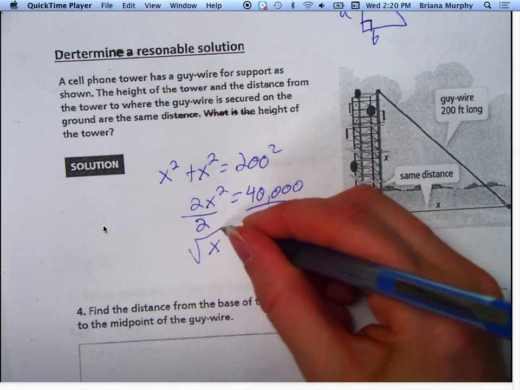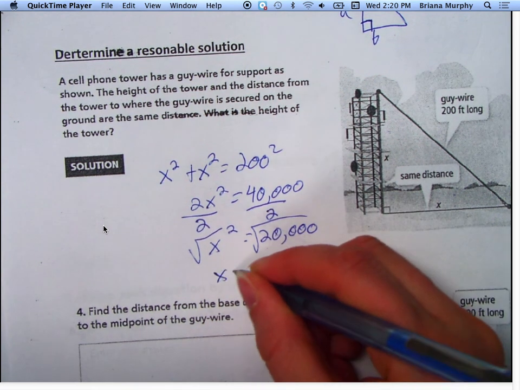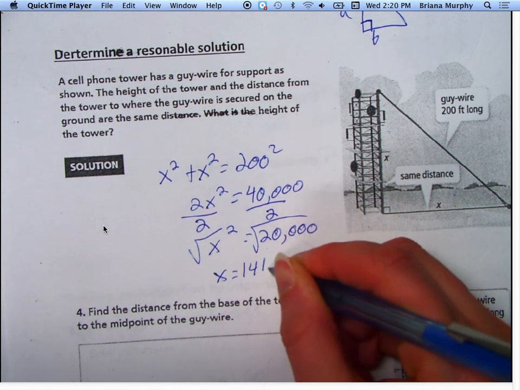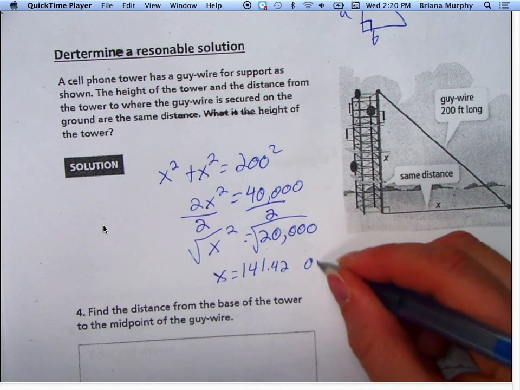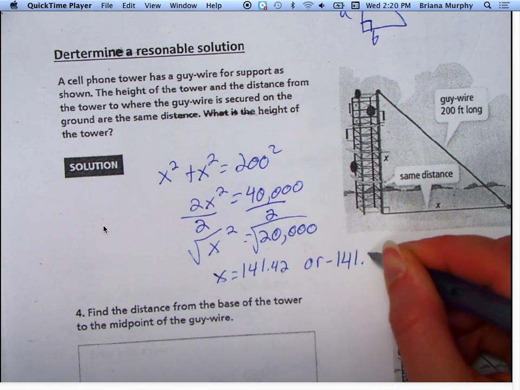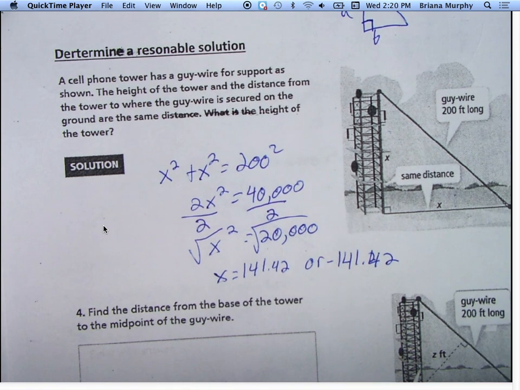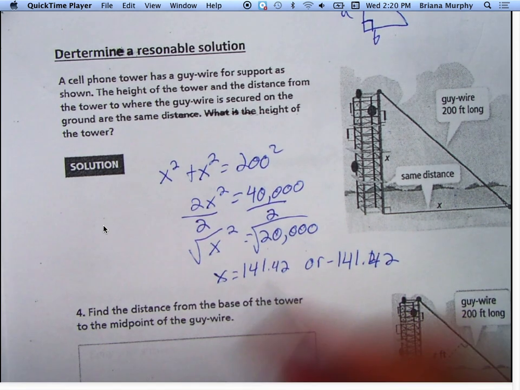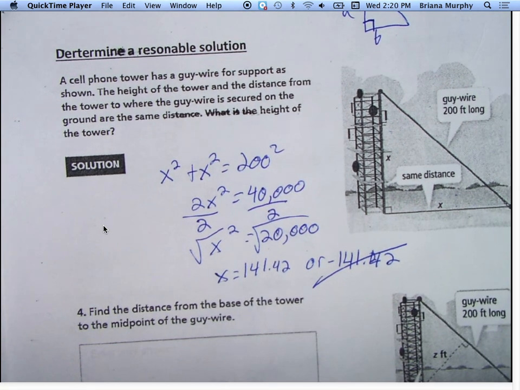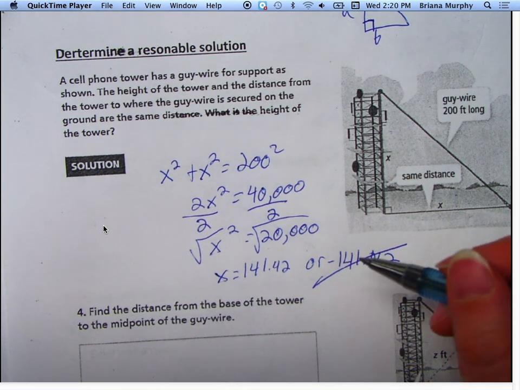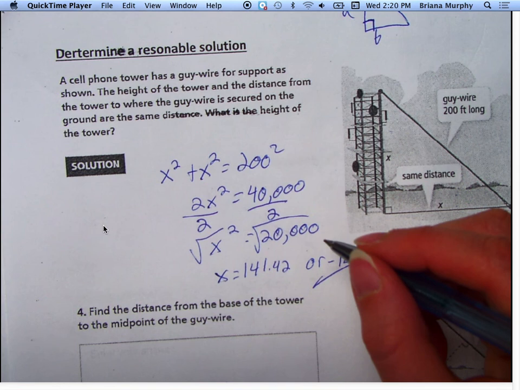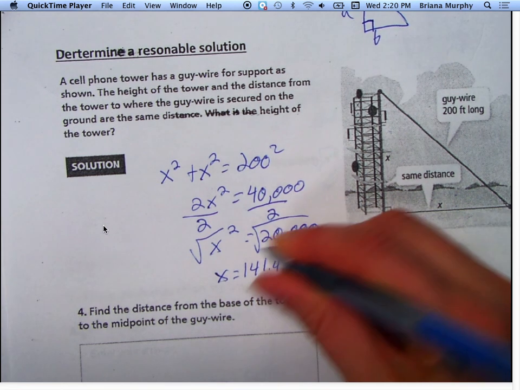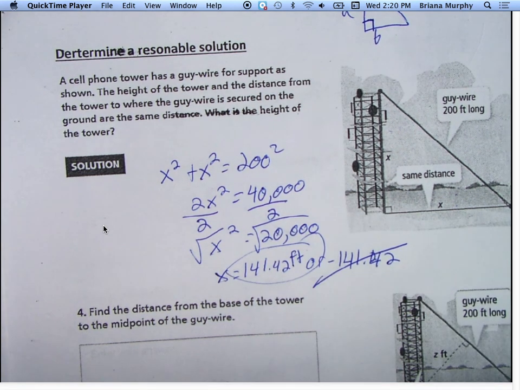So I'm going to square root both sides. So x equals 141.421. Let's leave it at 141.42. But that's positive or negative, right? Does it make sense to have a negative length? No. So in this case, I could cancel out the negative. And that's 141.42 what? Feet. I want to know if it's inches or meters or whatever.